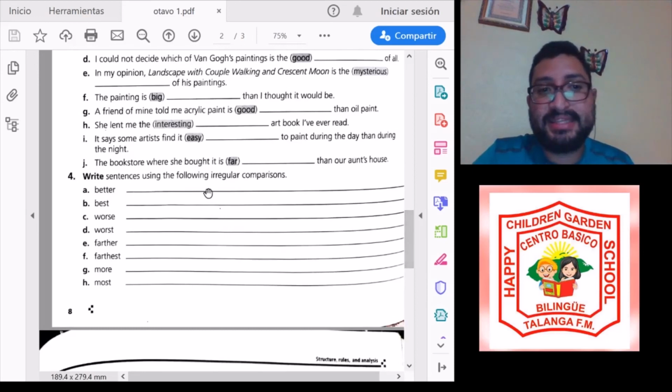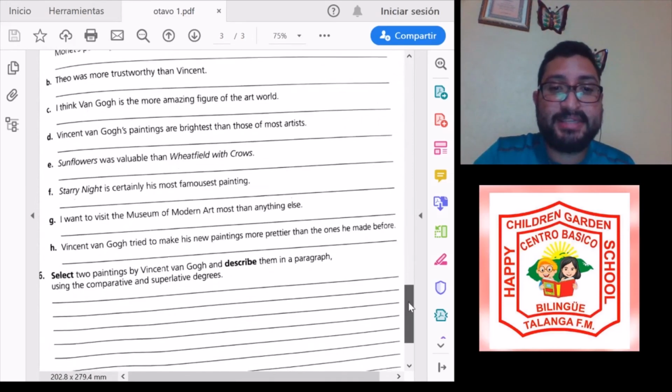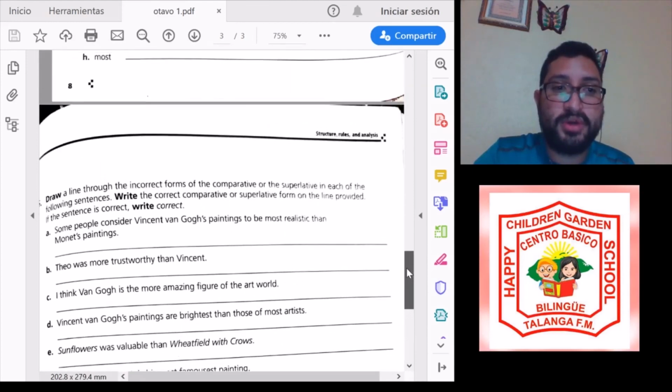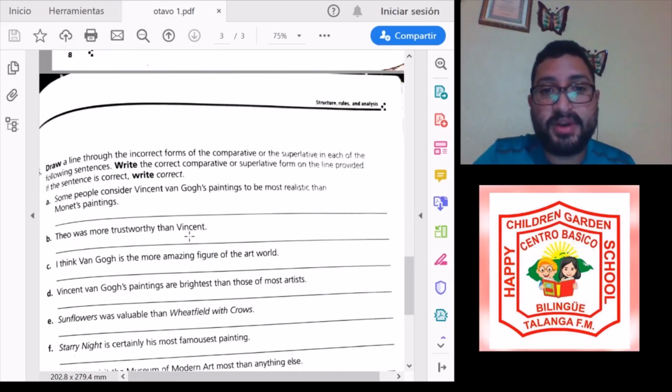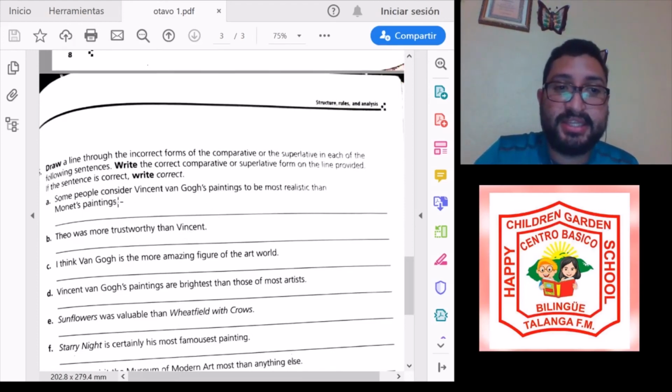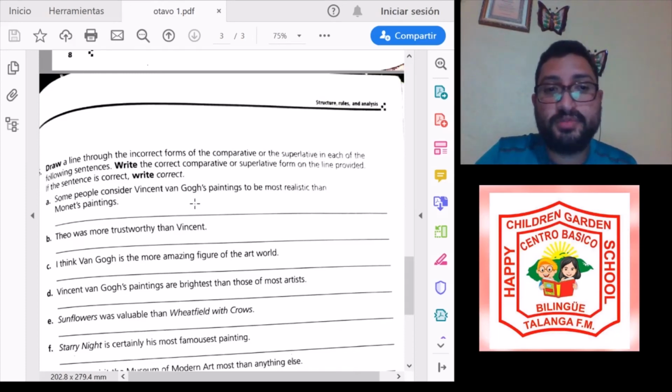Then write sentences using irregular comparison. That means the comparative, so you're going to use the -er or whatever form of the adjective you have to use for the comparative. The next page is page number 9 of your workbook. So in this line, write the correct comparative or superlative form in the sentence if the sentence is incorrect. So correct these sentences, using comparative or superlative. These sentences are wrong, you have to correct them.